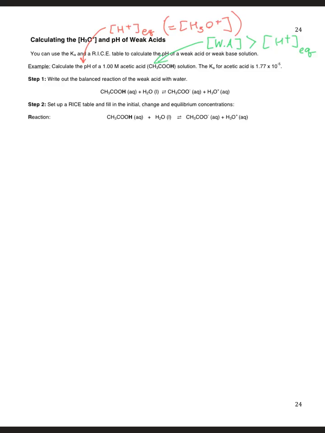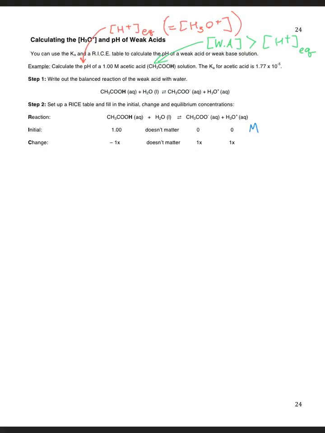The ICE table starts with the reaction, which we just determined, followed by the initial. The initial concentration given from the problem is 1 molar for the weak acid, acetic acid. Because water is in the liquid phase, it doesn't matter, because we will not include water in the Ka expression. For the two products you see, the initial concentrations will equal 0 because at the beginning, before the reaction starts, there should be no products produced.